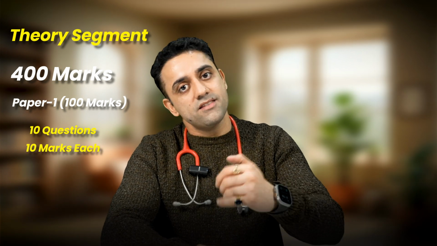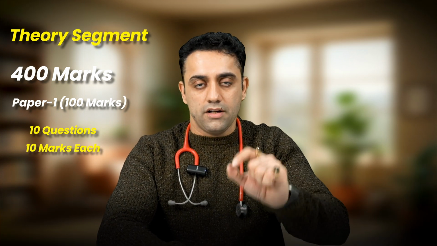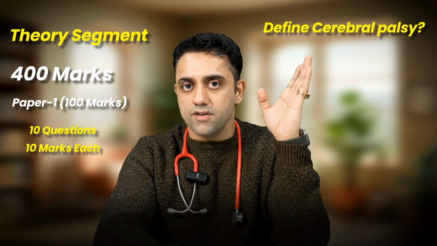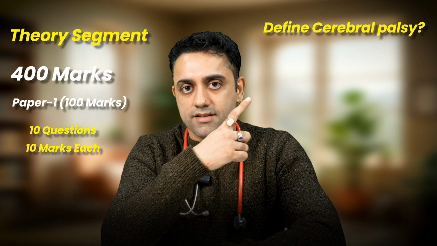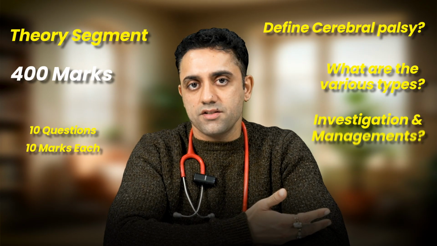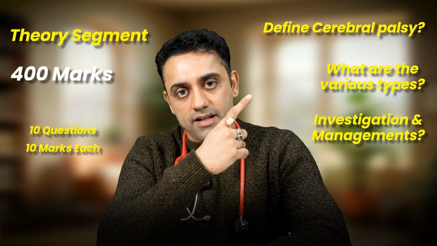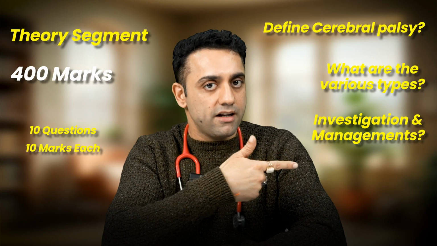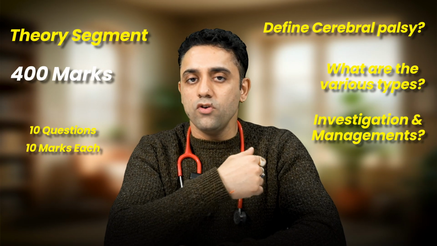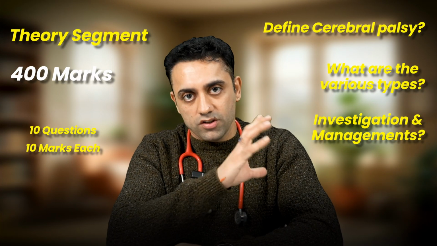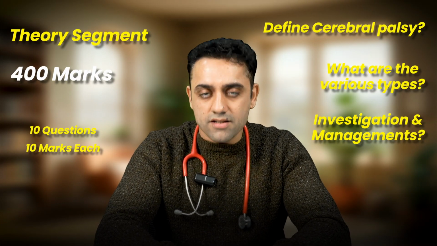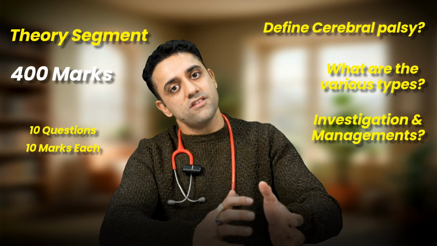Now, very important, for example, paper 1. Paper 1 is for 100 marks. This 100 marks has 10 questions and each question is 10 marks, and it will be subdivided like 3 plus 3 plus 4. I'll give you a small example: define cerebral palsy, what are the various types, investigation and management. 3 marks for define cerebral palsy, 3 marks for the types, and 4 marks for the investigation and management. So this is one question with a total of 10 marks, subdivided into 3 plus 3 plus 4 or something like that.